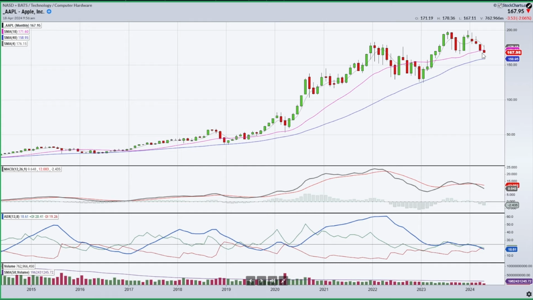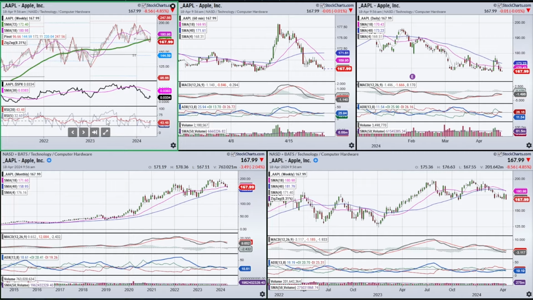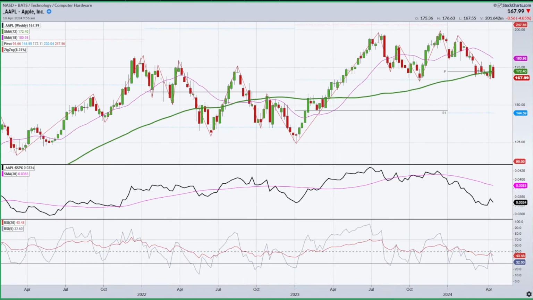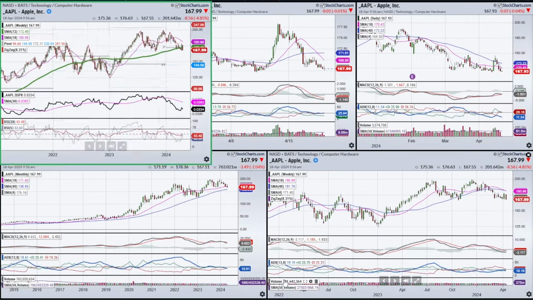All right. So we've been kind of consolidating here, and we talk about the relative strength. Look at the relative strength in Apple. It really peaked last July. Right. And now we made a lower high, and now we've clearly been trending to the downside this year on a relative basis. That's a pretty big negative for Apple.